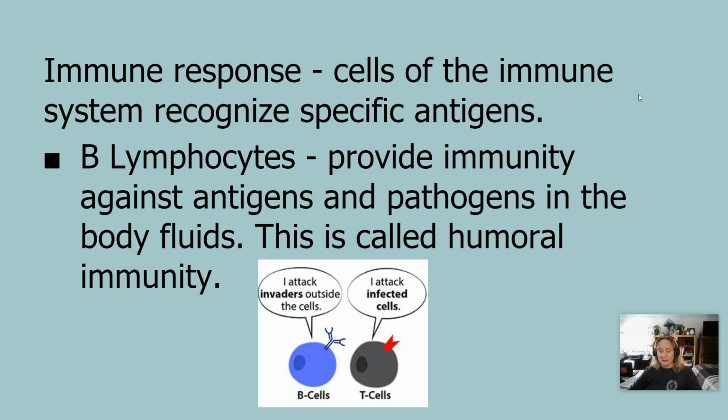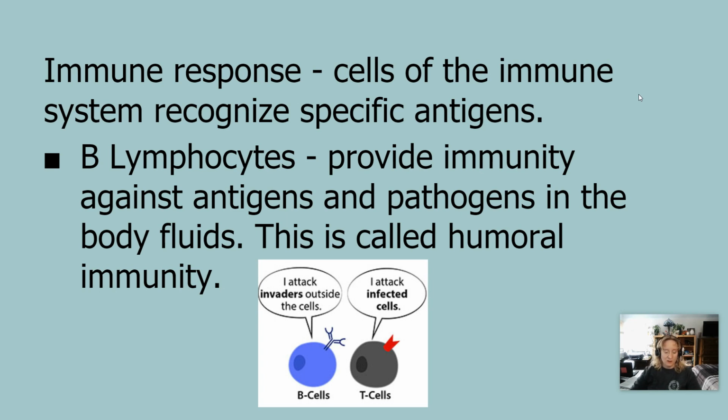Your immune response: cells of the immune system recognize specific antigens. So the antigen is going to be what creates your body's response. So B lymphocytes provide immunity against antigens and pathogens in your body fluids. So that would be your blood. This is called humoral immunity.